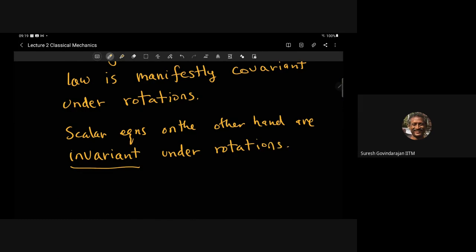So invariant fits under covariance, but all covariant equations need not be invariant equations. That's why I'm saying E_1, E_2, E_3, you can think of them as a package. They form a vector set of equations.